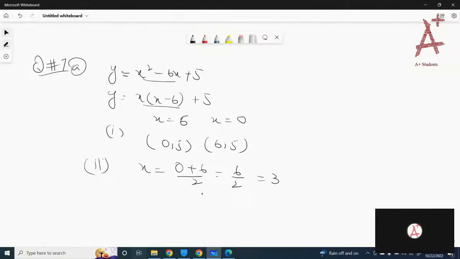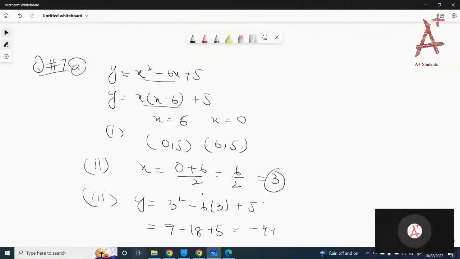Got it? To determine the y value, just put x equals 3 in the equation. So it would be y equals 3 squared minus 6 times 3 plus 5. So it is 9 minus 18 plus 5, so negative 9 plus 5, and it is negative 4. So the vertex is (3, negative 4). Got it?